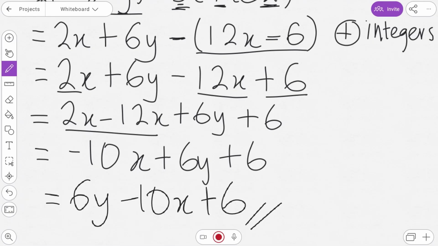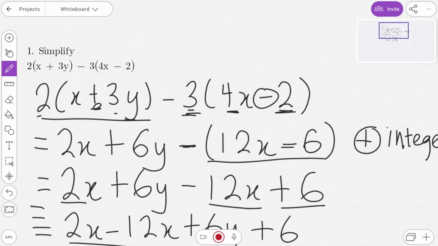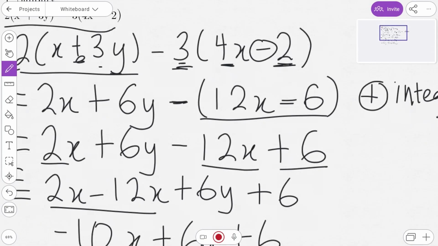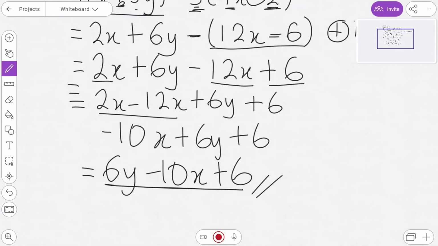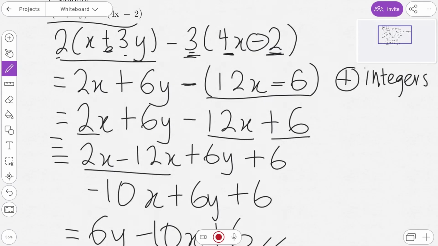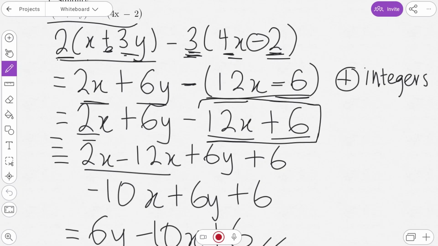So I'd like to take you through a bit so you see each step of how the question was solved. Alright, so we have 2 multiplying the x to give us 2x, multiplying 3y to give us 6y, 3 multiplying 4 to give us 12x, multiplying 2 to give us negative 6. And I came to the next line. I made sure the negative affects the bracket, so it changed to positive 6.